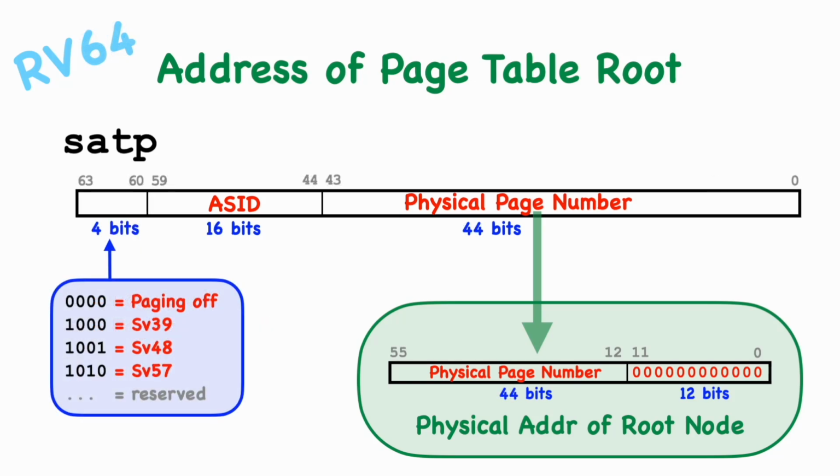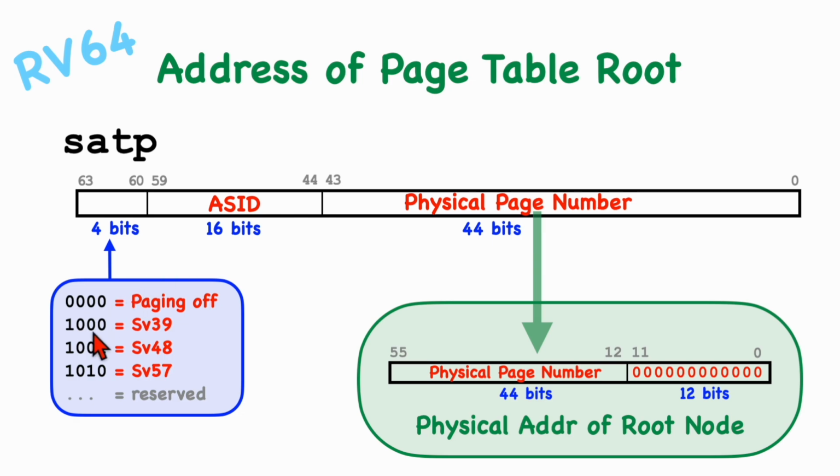For 64-bit machines, things are quite similar. With RV64, the control and status registers, including SATP, are now 64 bits in size. And here's the layout of SATP for 64-bit machines. As you can see, the upper field is enlarged to 4 bits, and the address space identifier field is enlarged to 16 bits, and the physical page number of the root of the tree is enlarged to 44 bits.